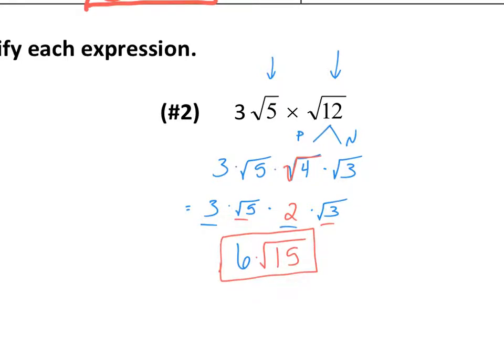So we broke apart the 12 into perfects and non-perfects. We simplified it and combined like terms. It actually is not exactly combined like terms, but we put together the radicals and we put together the non-radicals.